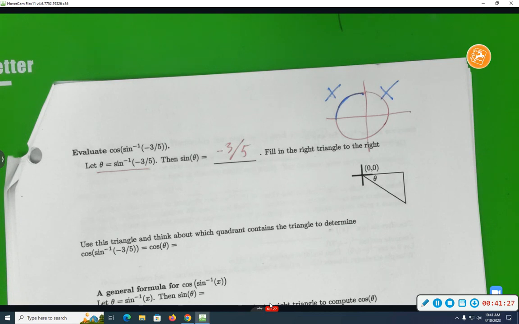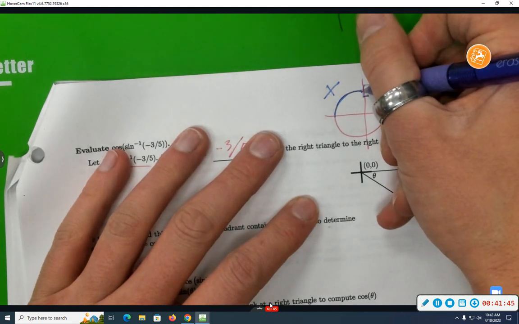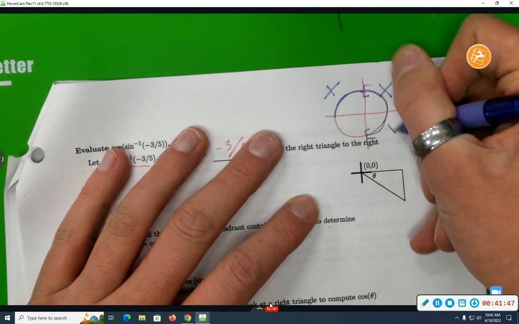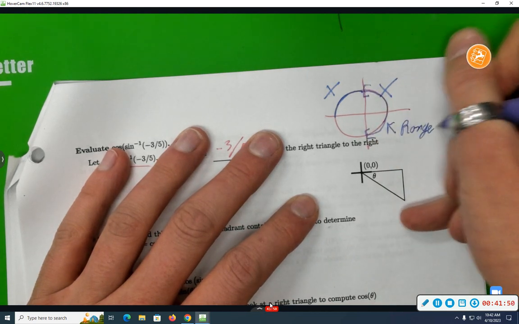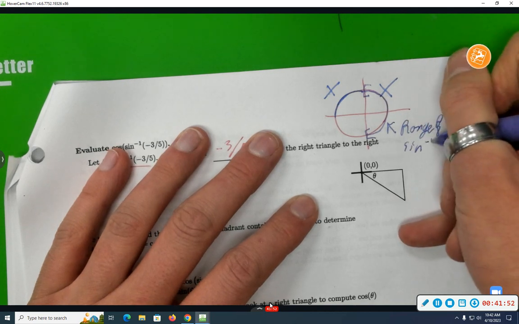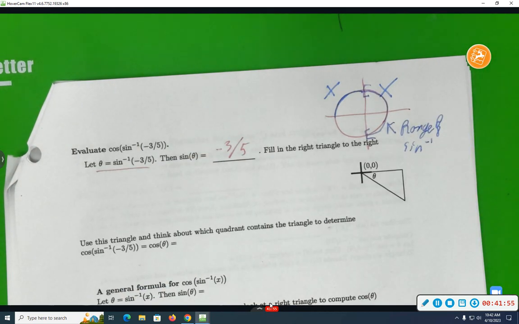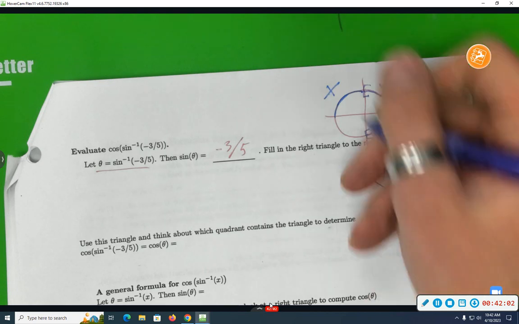And to do that, let's remind ourselves, what's the range of inverse sine? That's the domain. Negative pi over 2 to pi over 2. So now I'll ask you again, could this angle possibly be in quadrant 3? Nope, it's not, because it's an angle that's between negative pi over 2 and pi over 2. So what quadrant is this angle in?